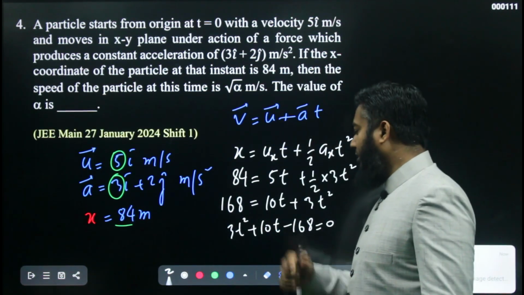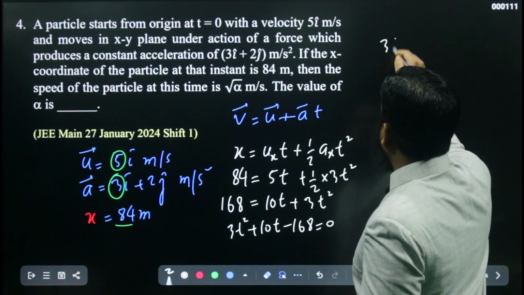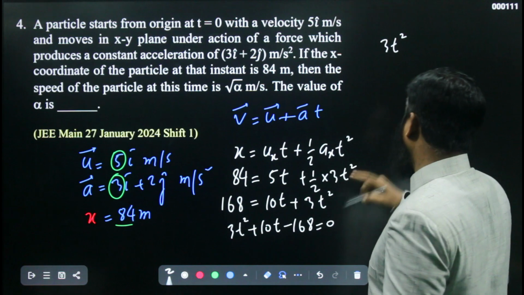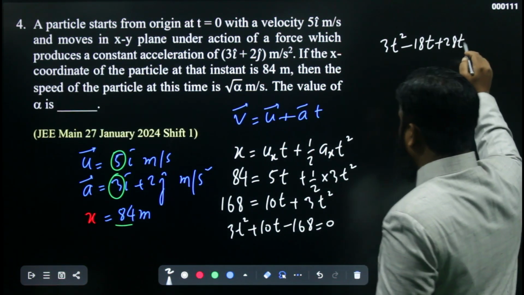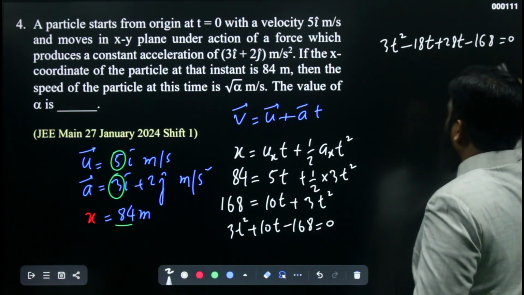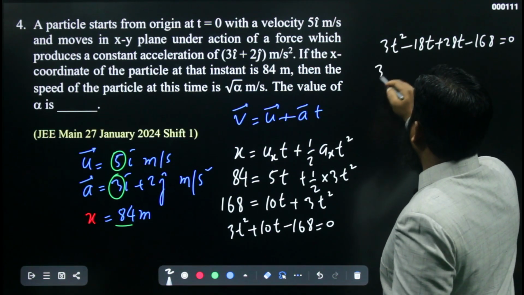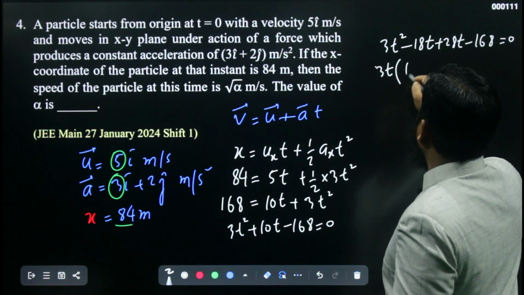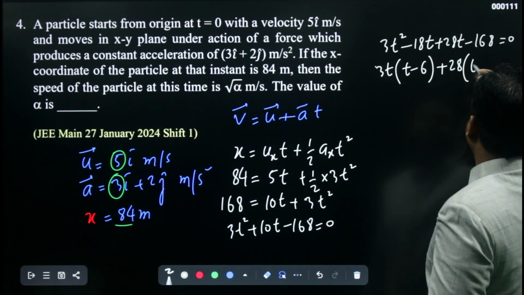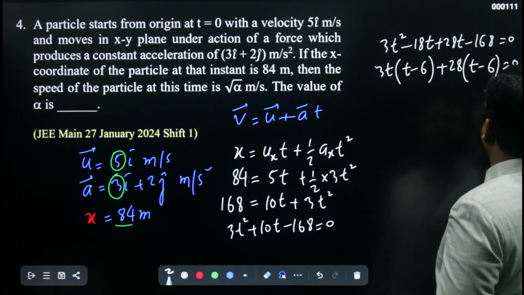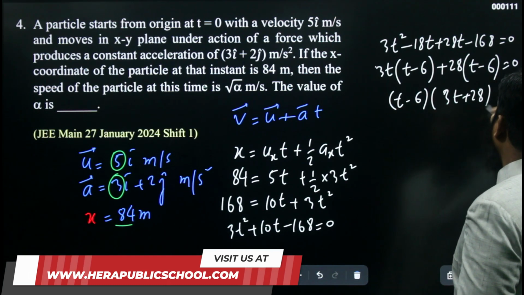So we have to split this middle term in such a way that the product is 504. So I can write it as 3t² − 18t + 28t − 168 = 0. You can work through this easily. Now how to solve further? Let's take 3t as common, so we are left with (t − 6) and then 28 here, this would also be (t − 6) = 0. So we have two factors, (t − 6) and (3t + 28) = 0.